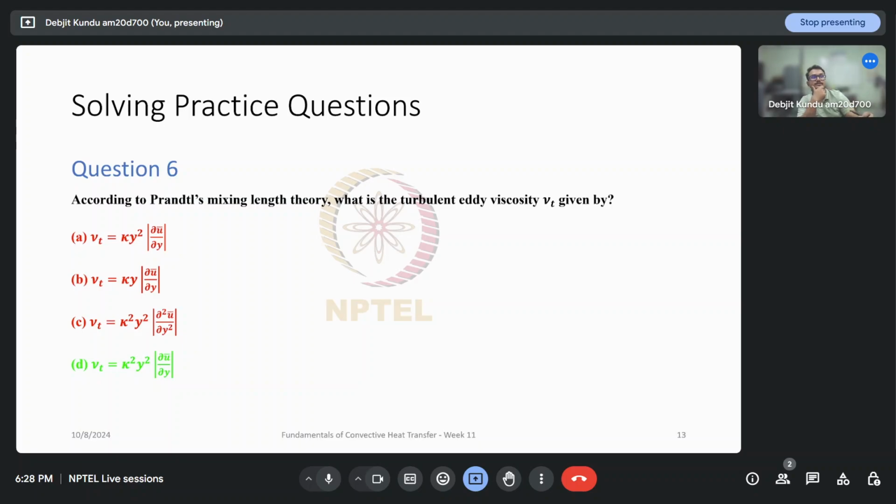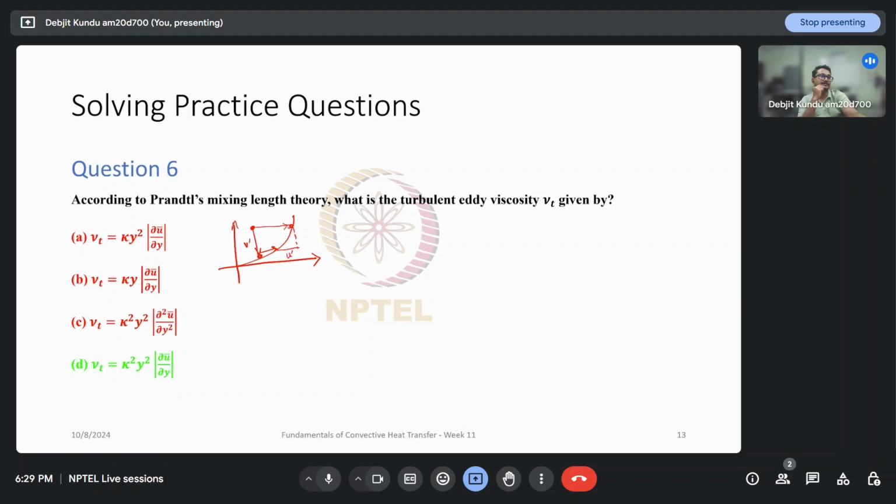Let's take a look at the solution. It's actually option D. Now, let me quickly remind you of the derivation of this. So let's say I have a velocity profile like this, and let's say from this point, I go down to this point due to some velocity fluctuation v prime, which is negative in magnitude. So I am going down from here to here, and I will experience a decrease in u, right? So I will experience a decrease in u prime.